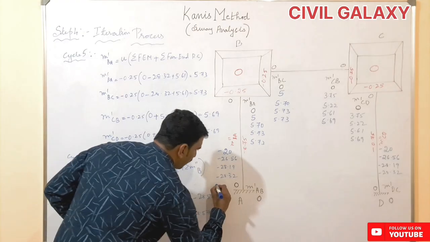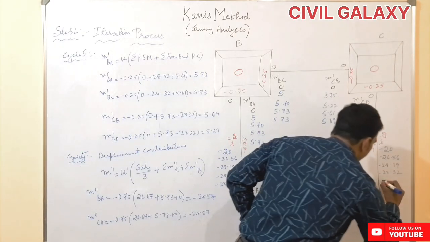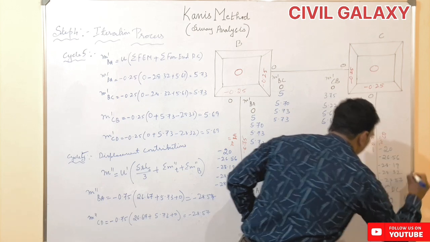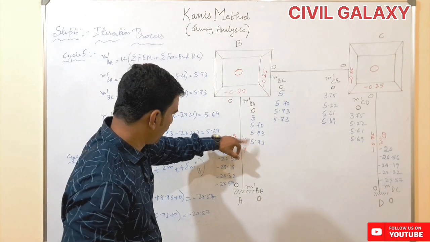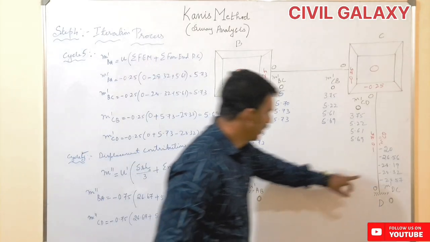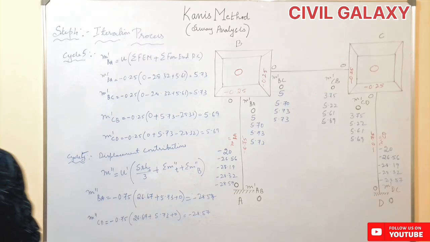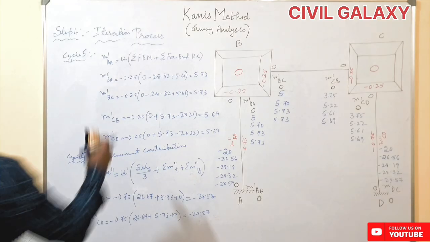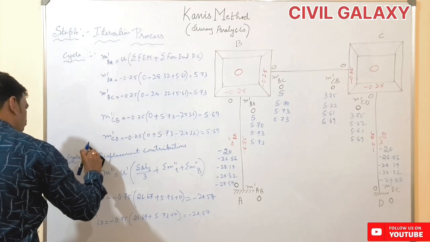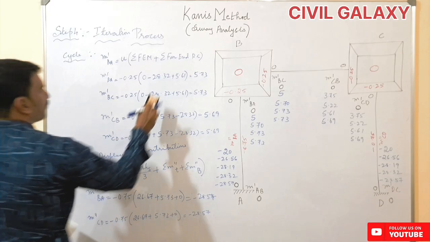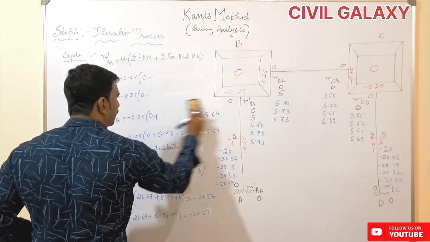So this value we will write over here, minus 28.57. Here also it is minus 28.57. So almost the values are similar over here. Here there is slight difference, and here also there is slight difference. So probably we will go for the sixth cycle over here, and we shall see whether we are getting similar values or not. So we will just remove this part.